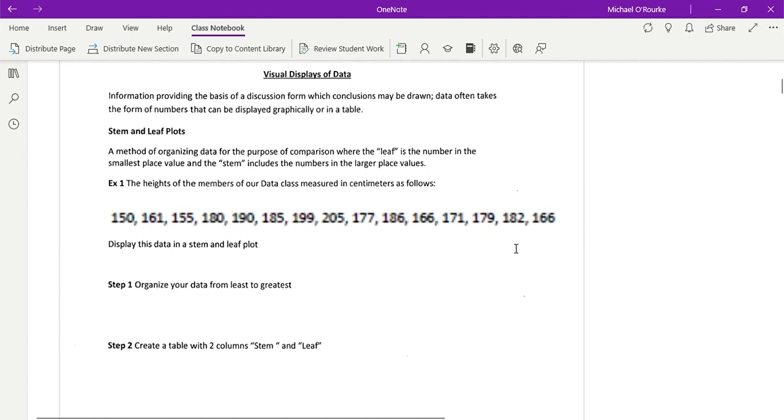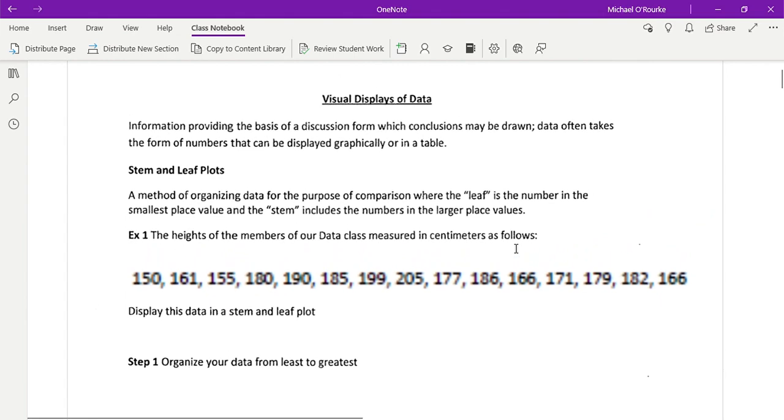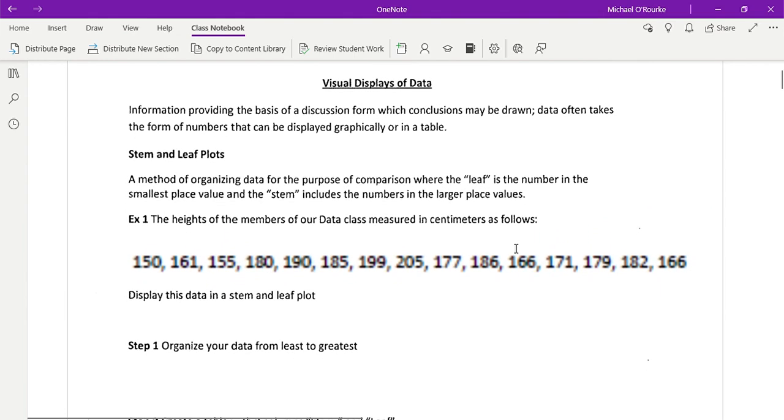So, first thing we're gonna do today is visual display of data. Now, a lot of visual displays of data you guys will know already. Although I bet there's something you don't know. I bet something you think you know about.